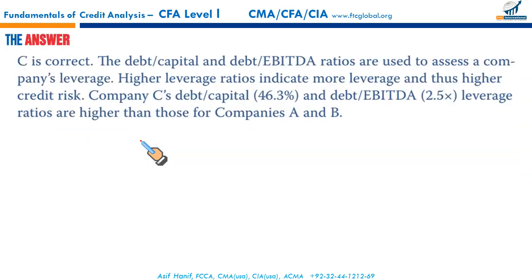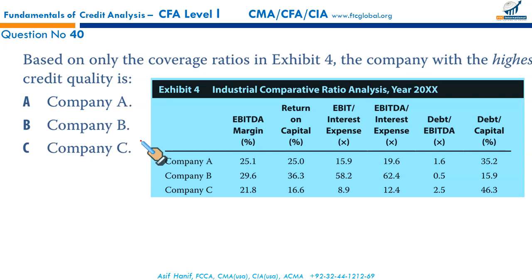C is the right answer. Next, based only on the coverage ratios in Exhibit 4, the company with the highest credit quality.